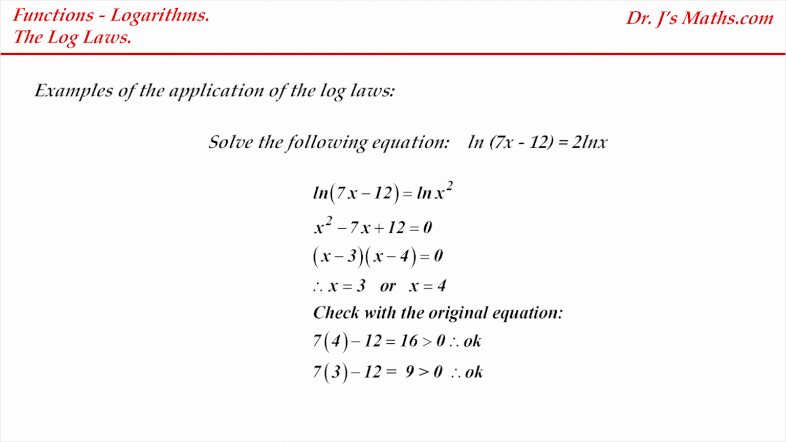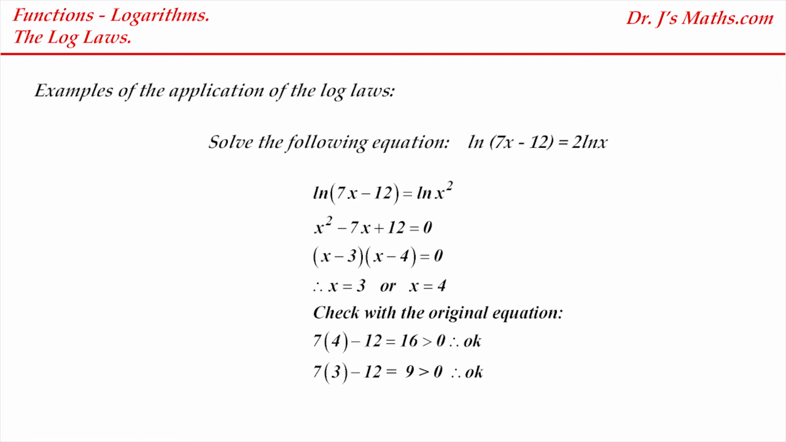So here we have the log of a number equals the log of another number. The logs are the same, so the numbers have to be the same. So we can write 7x minus 12 equals x squared. Tidying that up, we get the quadratic x squared minus 7x plus 12. Factorise it, solve it, and then check with the original equation to make sure your two values work.